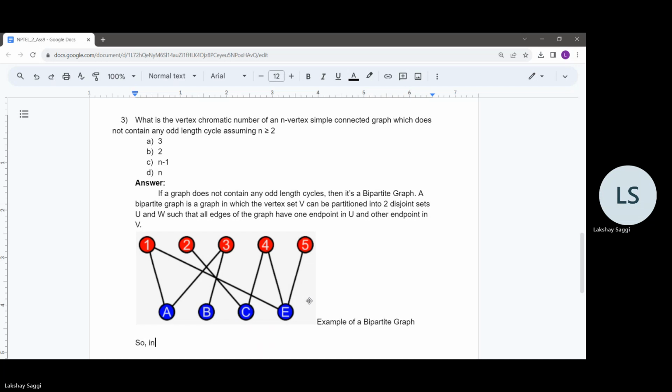So we can, or maybe I should write it like this.